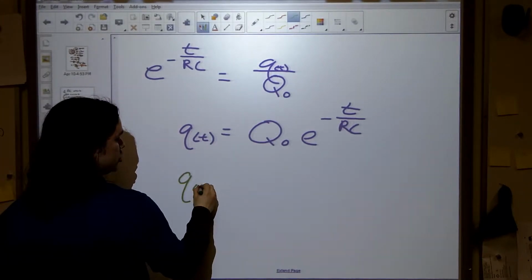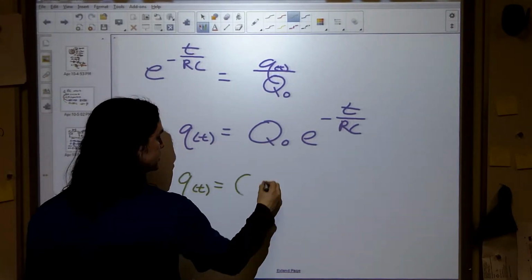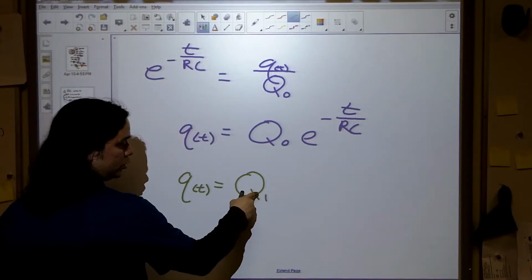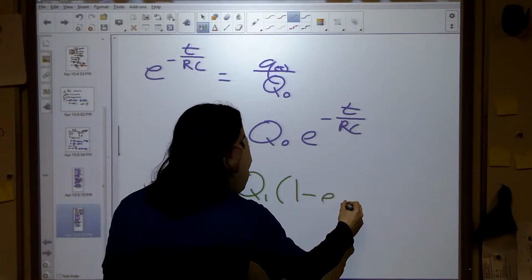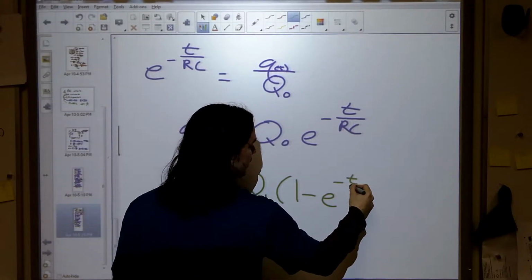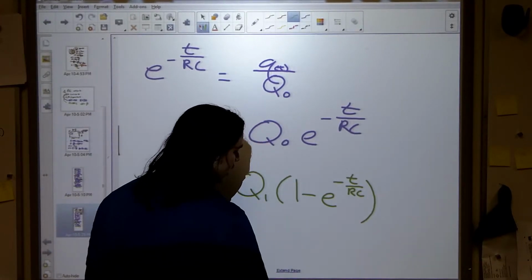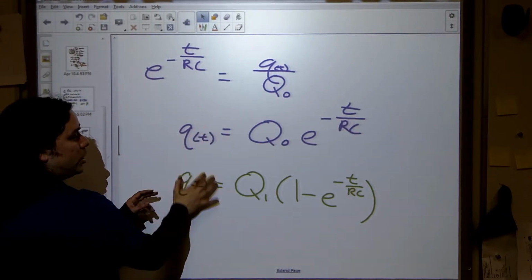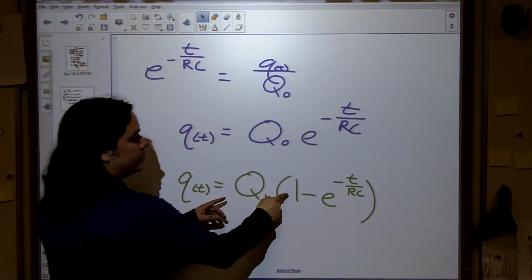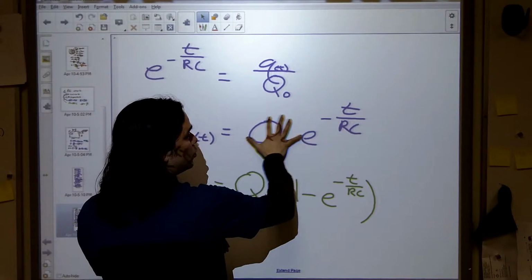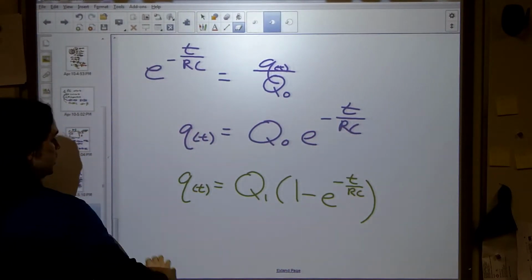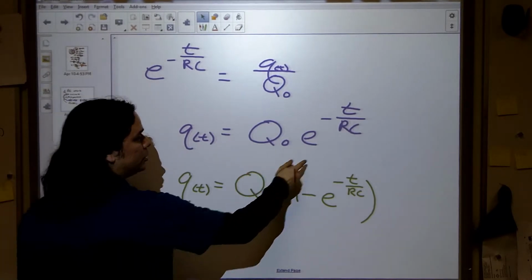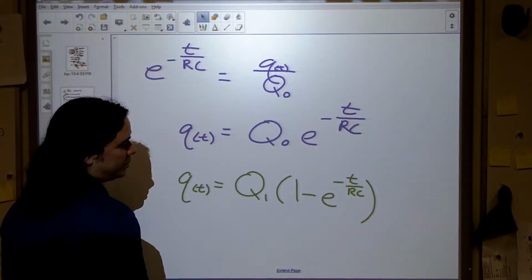The last one, when we were charging, we ended up with this: the total charge, Q final in that case, instead of Q initial, times 1 minus e raised to the negative t over RC. While these seem very similar, they are not the same. One of them is 1 minus the value. In this case, we have just the total charge times e raised to the negative t over RC. But you'll see that you end up with this kind of term showing up each time.